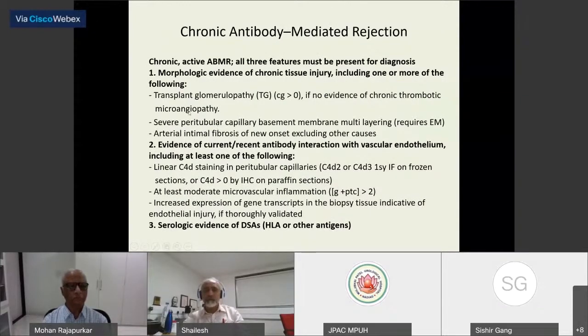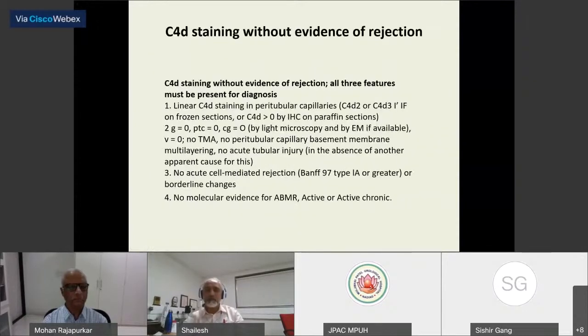Again, in chronic antibody-mediated rejection, we see glomerulitis, and there is multilamellation of peritubular capillaries. So here we can see transplant glomerulopathy, severe peritubular capillary basement membrane lamination, and arterial intimal fibrosis. There may be linear C4d staining in capillaries and serological evidence of DSA. These are the three criteria required to call it chronic antibody-mediated rejection. Sometimes we see C4d staining without evidence of rejection. Usually we see this in ABO incompatible grafts; it is more common with ABO incompatible grafts.